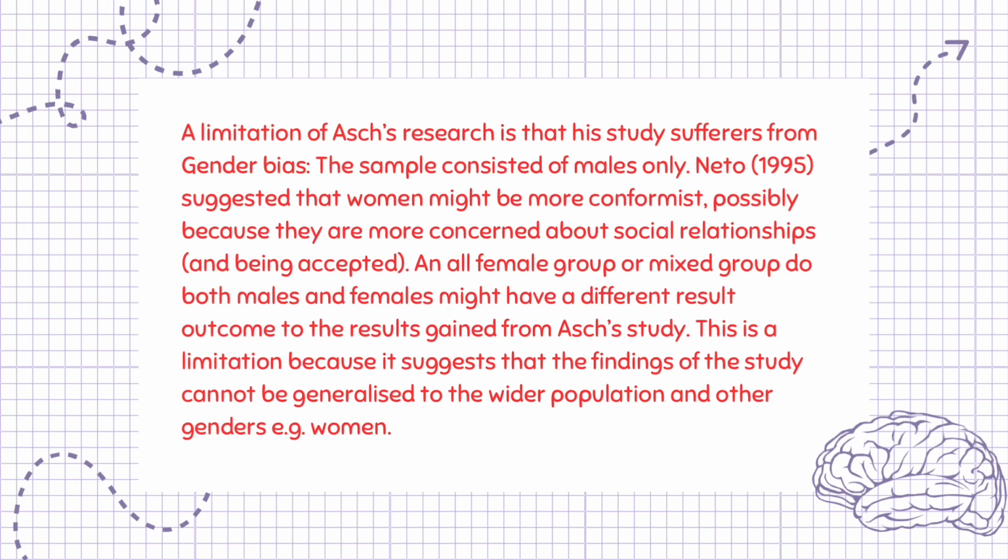A limitation of Asch's research is that his study suffers from gender bias. The sample consisted of males only. Neto, 1995, suggested that women might be more conformist, possibly because they are more concerned about social relationships and being accepted. An all-female group or mixed group, of both males and females, might have a different outcome to the results gained from Asch's study. This is a limitation because it suggests that the findings of the study cannot be generalized to the wider population and other genders, e.g. women.